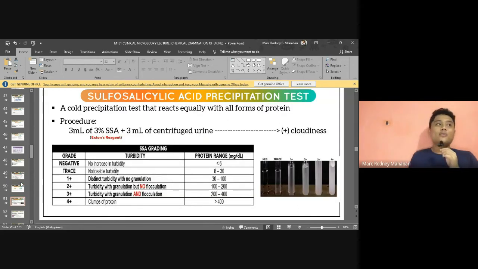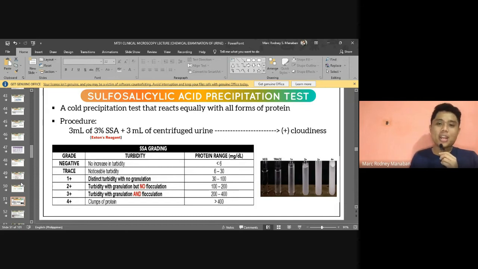Now, of course, if you want to confirm, let's say a false negative, your reagent strip is negative, but the patient history shows inflammation, infection, or other diseases that could point to proteinuria, yet the strip is negative, you can perform other chemical tests, right? Classic chemical tests. And one of those is, of course, your SSA, the sulfosalicylic acid precipitation test. This is a cold precipitation test, meaning you don't heat it. You don't expose it to heat. You just add the reagents and wait for the reaction, okay?